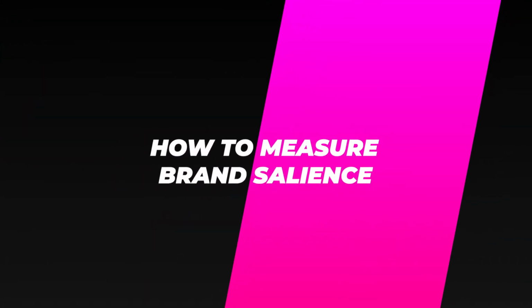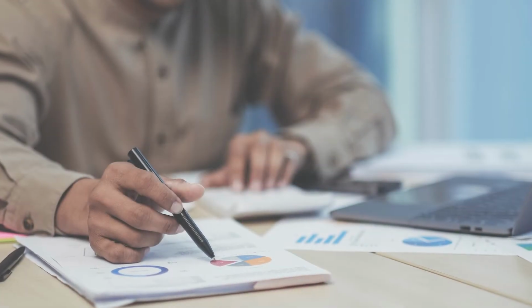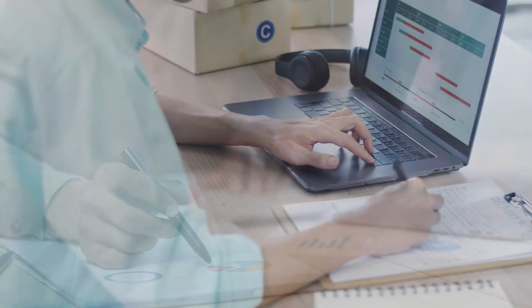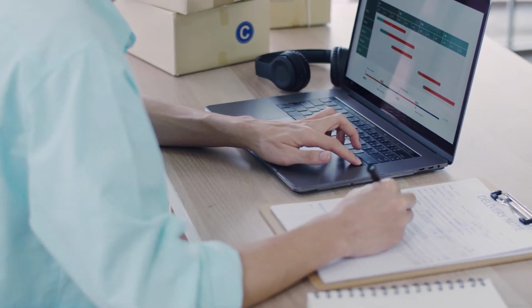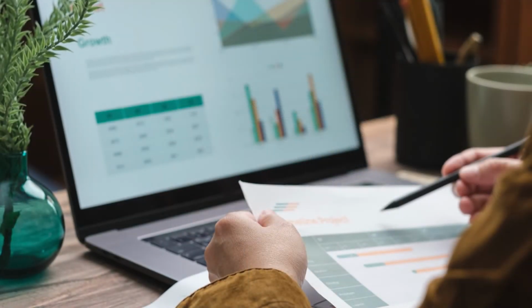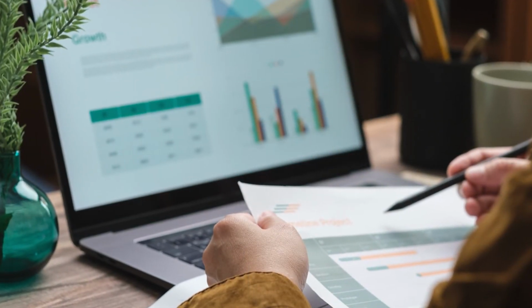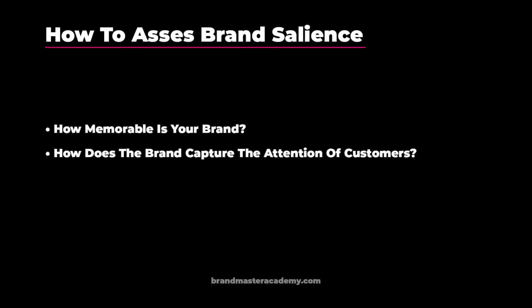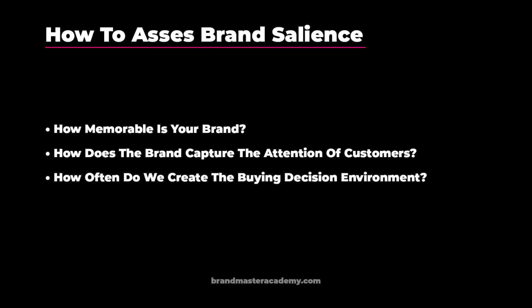Well, tracking metrics is critical to any brand or marketing strategy so that you can identify the strengths and weaknesses of the communication that you're putting out there into the market. So when assessing brand salience, you want a clear picture of where your brand sits on the high to low spectrum. So how memorable is your brand? How well does the brand capture the attention of the customers? How do we create that buying decision environment time and again?